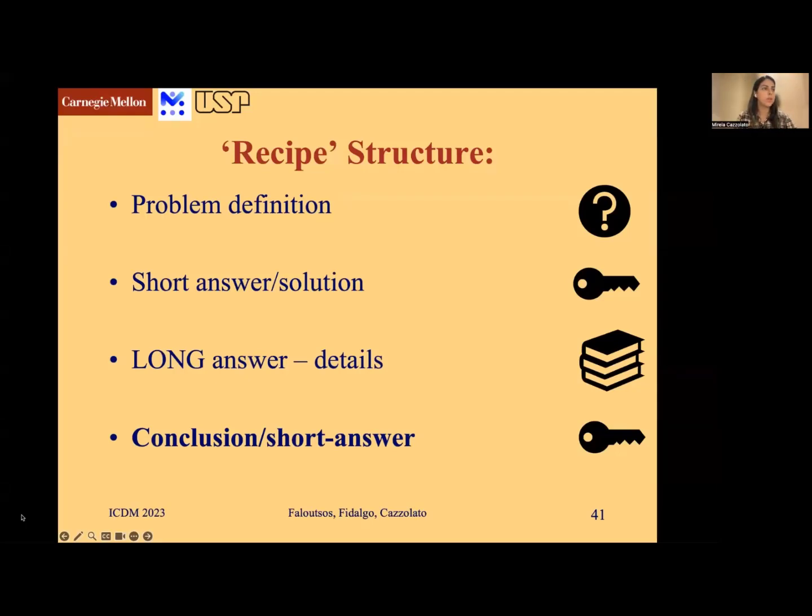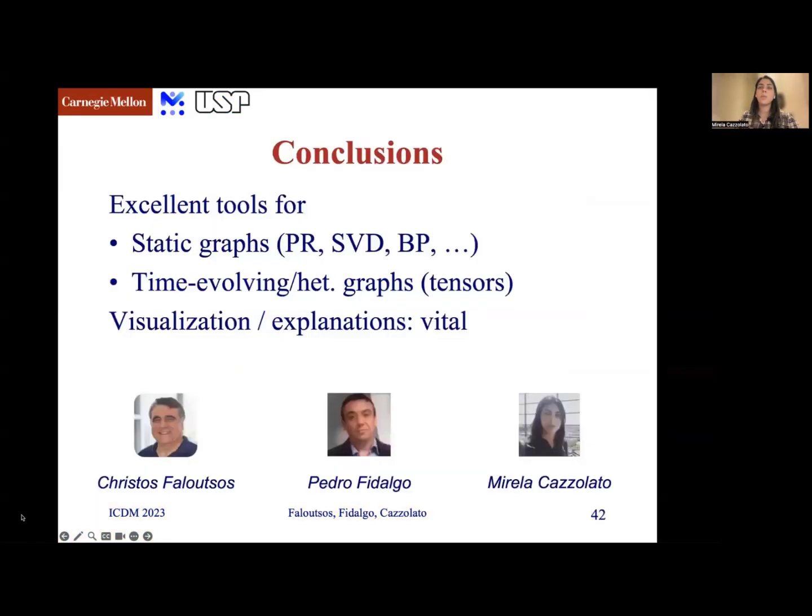Okay, so just to conclude our presentation now, we have some excellent tools for static graphs, time evolving and heterogeneous graphs here. We show many tools for both visualization and explanations. And we also have the need here that is vital for specialists for case building and understanding. It's not enough to say to them that I know that a subscriber is a fraudster. We need to explain why. And we finish our tutorial here.